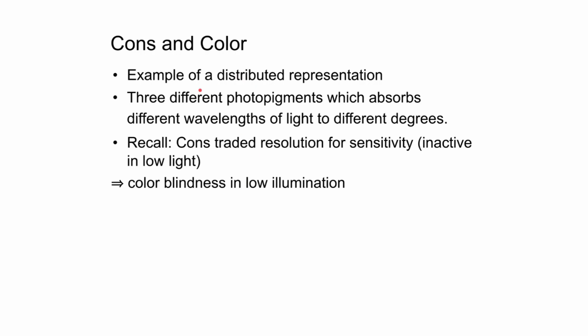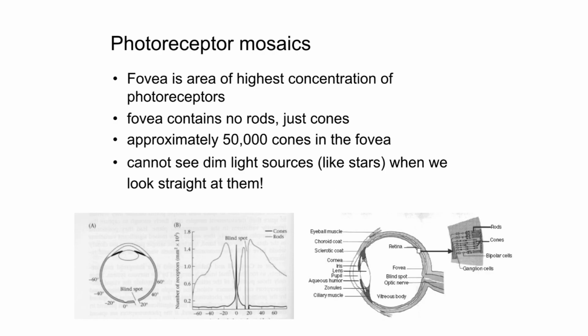The other important concept talking about cones and color is color blindness in low illumination. We said cones are really good for spatial resolution, but their setback is that they are not able to create sight in low illumination. So cones are colorblind in low illumination. So if you don't have rods, for instance, then we are colorblind in low illumination, for instance, at nighttime or at a time when there is no light.